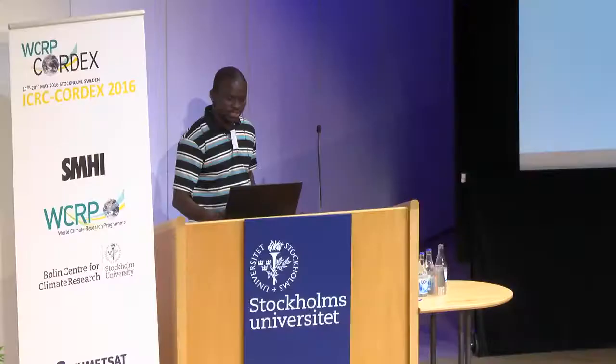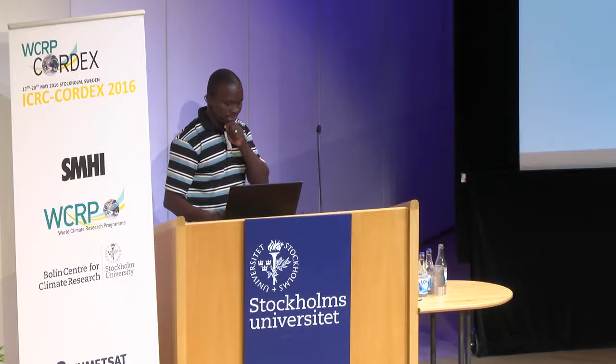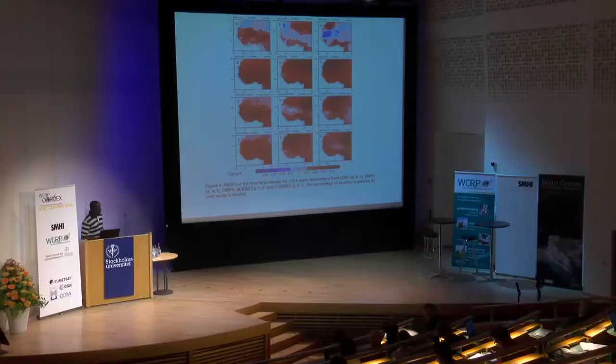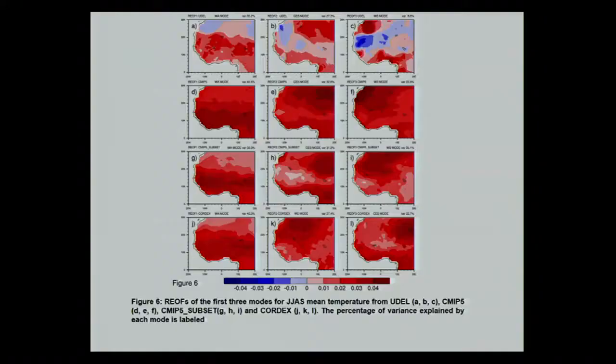So here we just moved to the interannual variability, for the temperature here. We did some empirical orthogonal function, rotated EOF mainly, and we used the UDL as observations, and generally the first three modes explain more than 70% of the variance, so we just keep the first three modes and try to find out which models are at least reproducing the patterns.